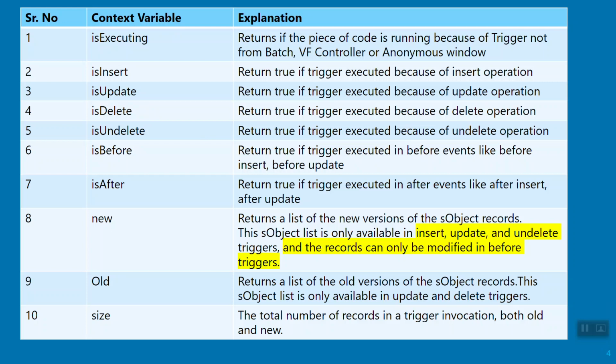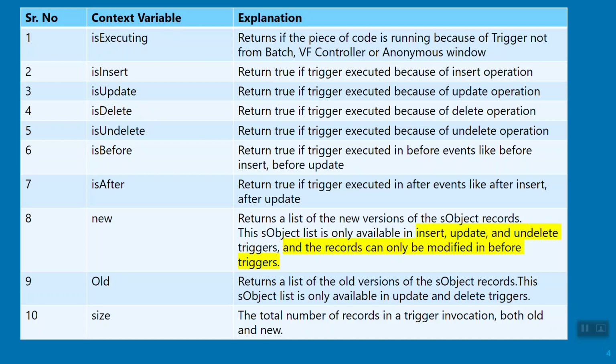Then if we talk about isInsert, it returns true if a trigger is running in an insert event, either before insert or after insert. The same follows with update, delete, and undelete. If you are updating a record and your trigger has been developed on before update or after update, and you check Trigger.isUpdate, it will return true because the trigger was fired by a record update. Same with delete and undelete.